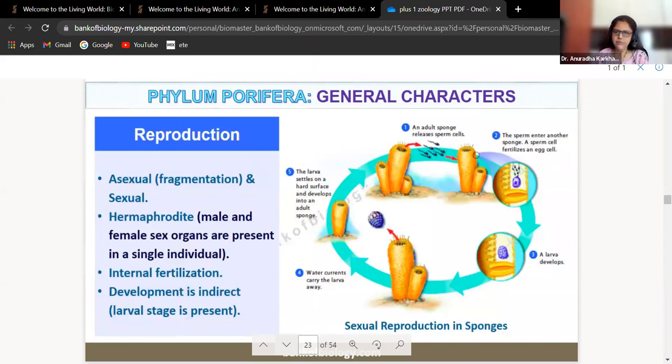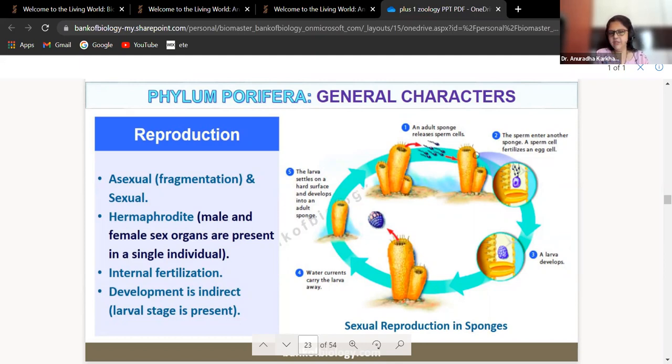Right? Reproduction, asexual by fragmentation. And they also show the formation of gametes, which is sexual reproduction. They are hermaphrodites, that is male and female sex organs are present in a single individual. See, my dears, in case of plants, we use the word monoecious. And in case of animals, we use the word hermaphrodites, right?